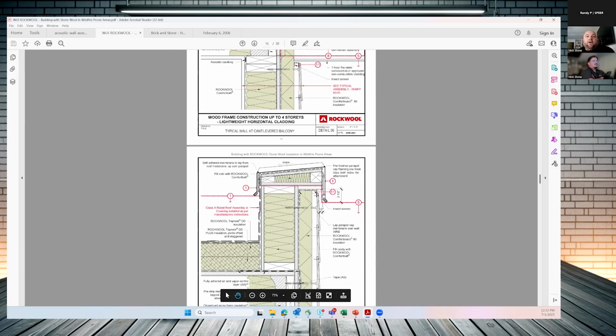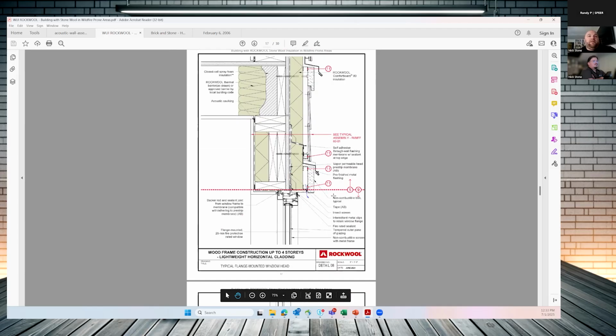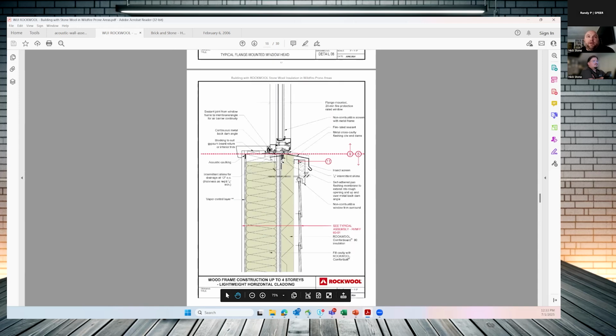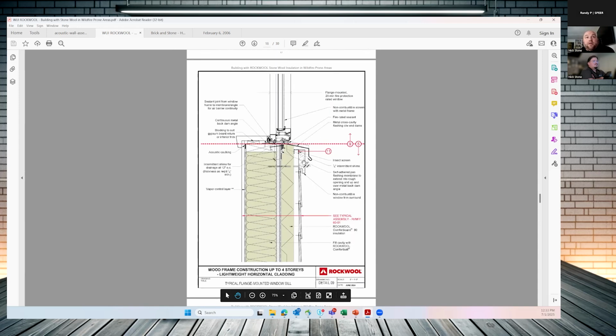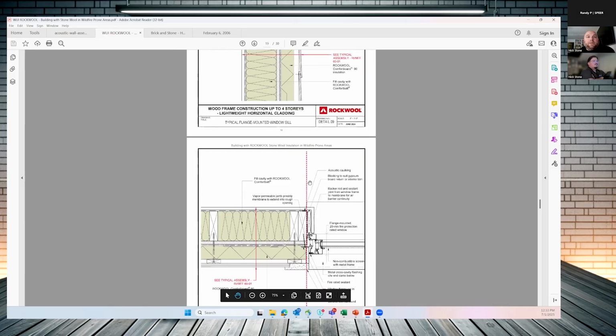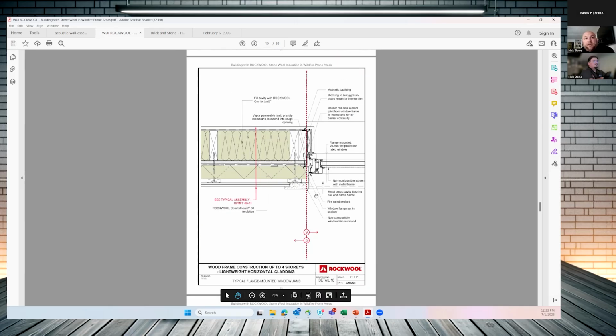Again, these are details I'm going to send out to everyone, but it kind of just walks you through the different areas. Now we're kind of moving into those window areas and what that looks like. I like to kind of go through it on this diagram here.